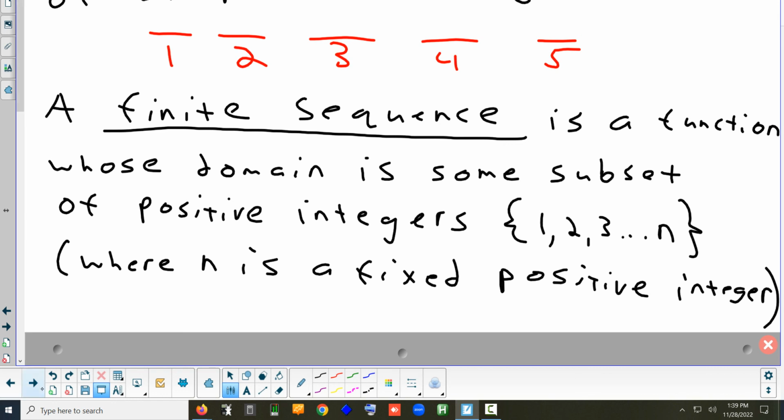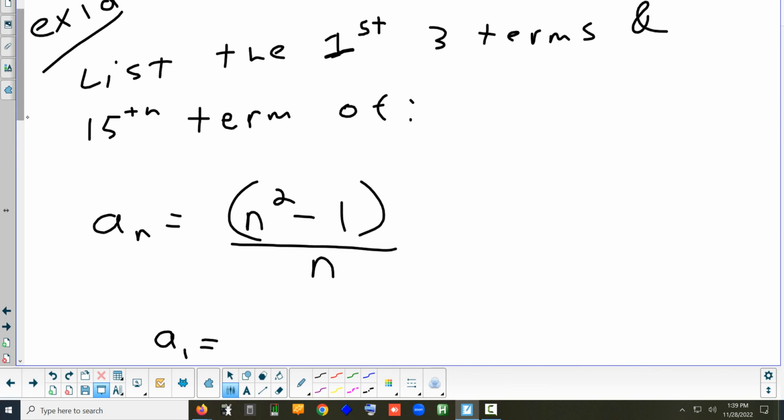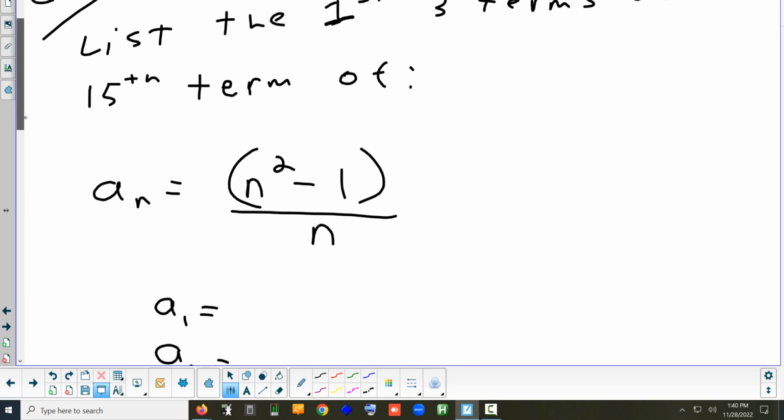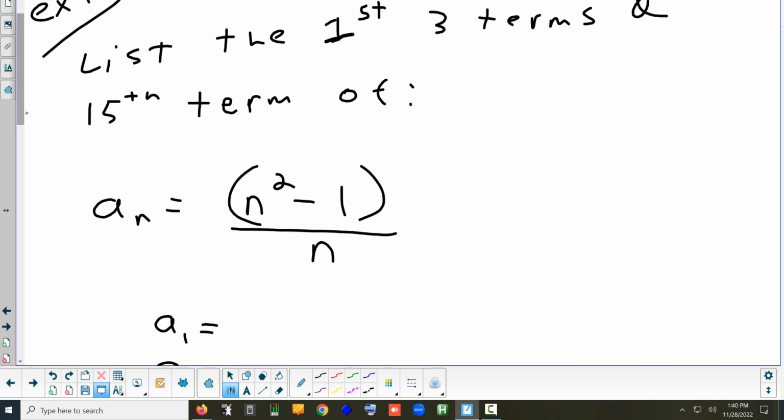All right, so let's try this. They give us a formula, and it says list the first 3 terms and the 15th term of this sequence. Remember, n is the position you want to know. So if you want to know the number that's in the third spot, plug in a 3. If you want to know the second spot, plug in a 2. Okay. So it says list the first 3 terms and the 15th term.